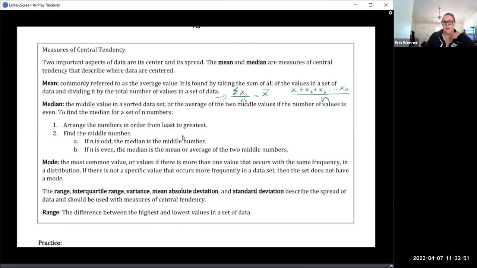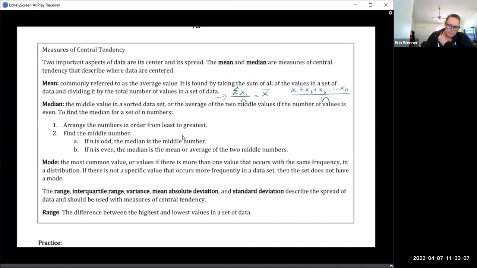All they're trying to say is the sum. So that big sigma is the sum notation. So the sum of all the values divided by how many there are. And the x bar is referred to as the mean.